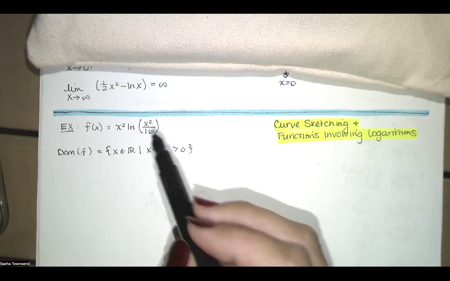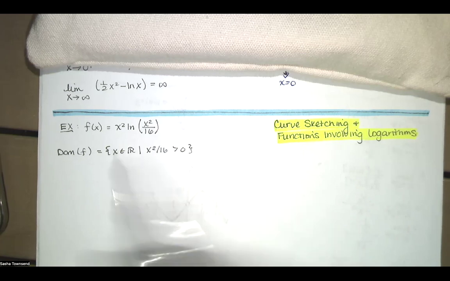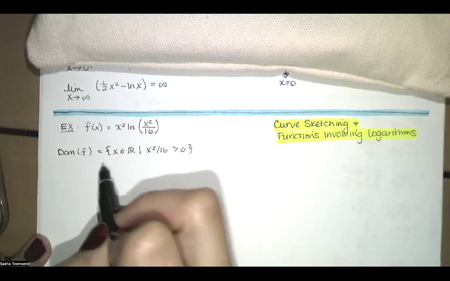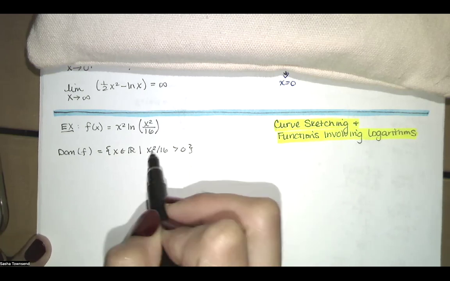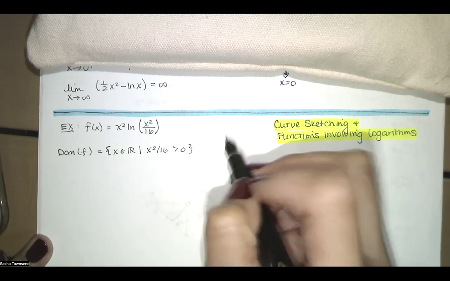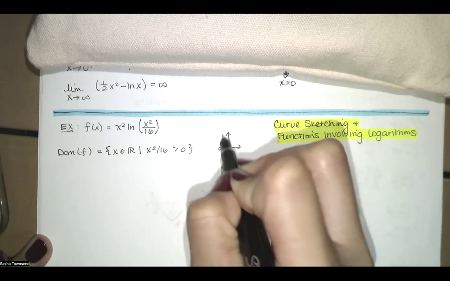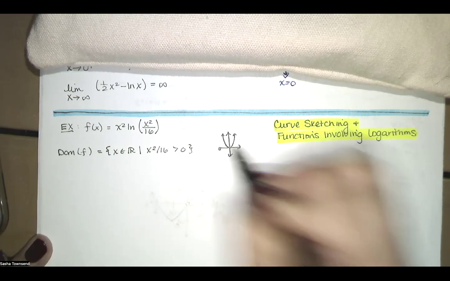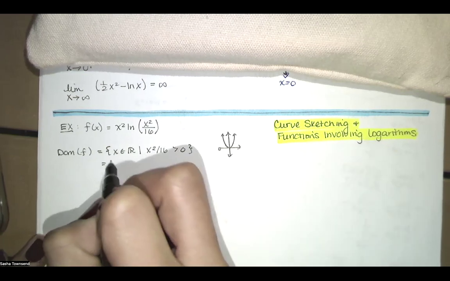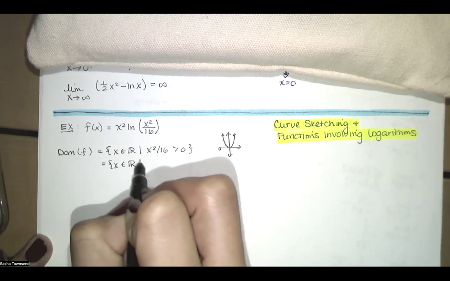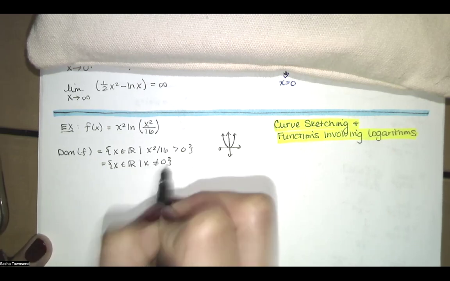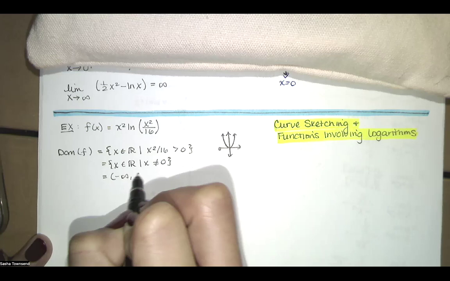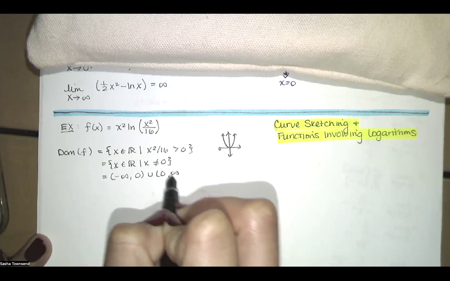And then, of course, the other thing that we always worry about is we want to take the log of a positive number, because you can't take the logarithm of 0 and you can't take the log of a negative number in the real number system. So we know that that's true. So we need x squared over 16 to be positive, which means that x squared is positive. And we know that x squared just looks like this, right? x squared is almost always positive, except for when it's 0. So we're going to have a problem when x equals 0 here. So the domain is all real numbers except x equals 0. So that domain is actually negative infinity to 0, union 0 to infinity.